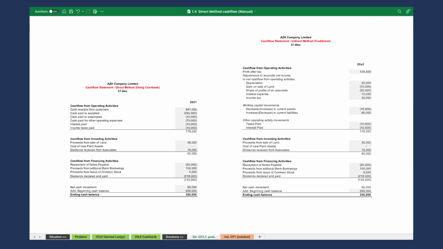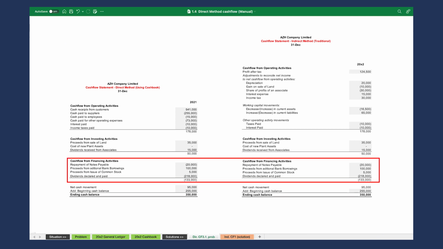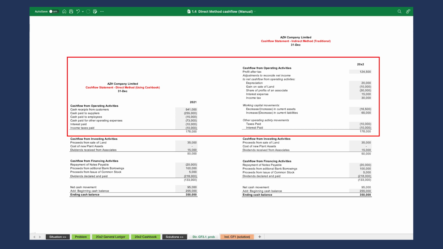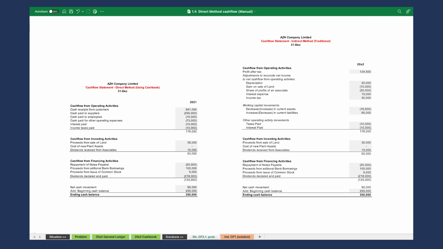If we're going to put them side by side, you will see that there is actually no difference in the financing activity and the investing activity sections. They are both 50,000 and 133,000 respectively. This is actually in accordance with the standard because the direct method and the indirect method cash flow are actually only applicable to the operating activities. However, you also have to notice that in the operating activity section, even though they are different in the way that they were presented or how to arrive at the ending balance of the operating activities, they are actually the same amount in the end.